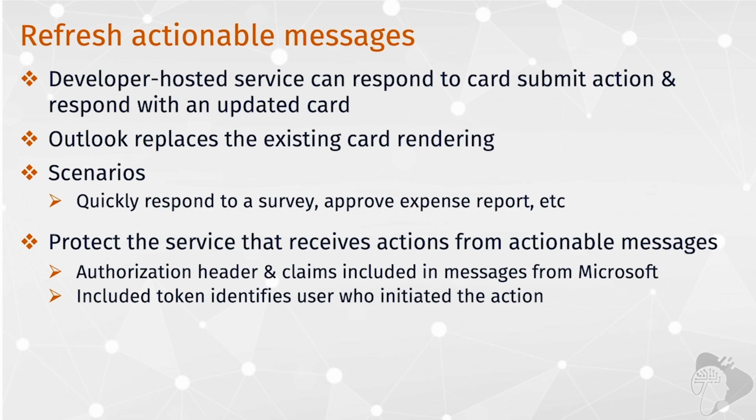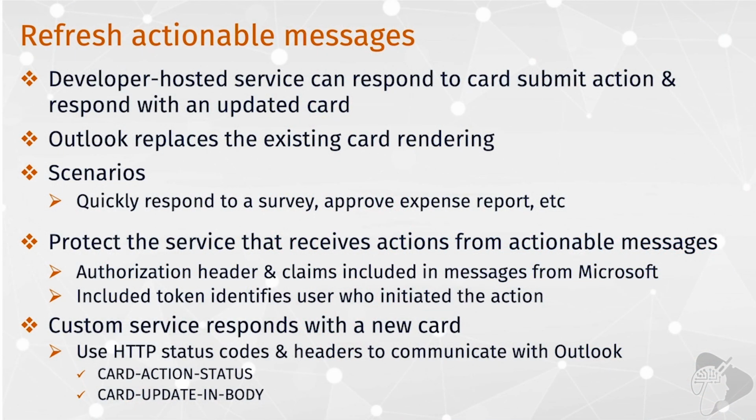And there's a couple things that Microsoft has done to make this easier, and you need to know these for the exam. All posts that come from Microsoft are going to include an authorization header and a JWT token that's been signed by Microsoft that also includes claims that the service should validate. If they're validated, you can assume that it's a valid message that originated from Microsoft. So you know that it came from an adaptive card or an actionable message that was registered and approved by Microsoft or by an Exchange admin.